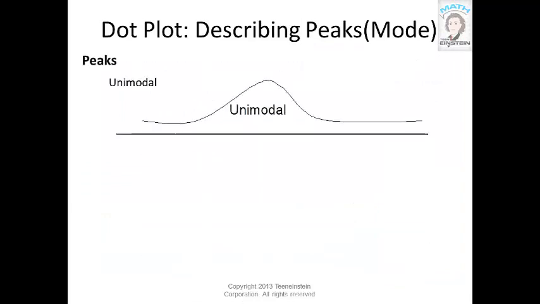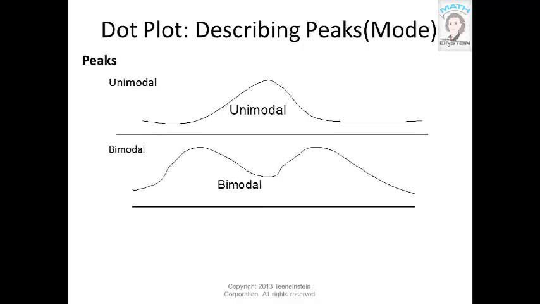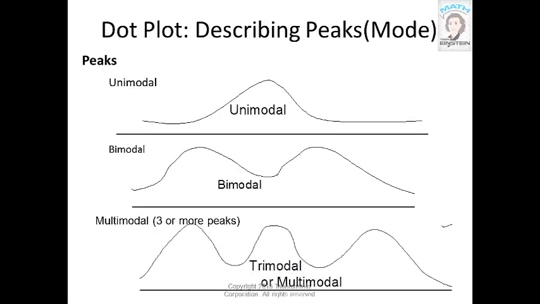Unimodal means only one mode. It will be like this, one peak. Bimodal, you can see two peaks here. This is three or more peaks.